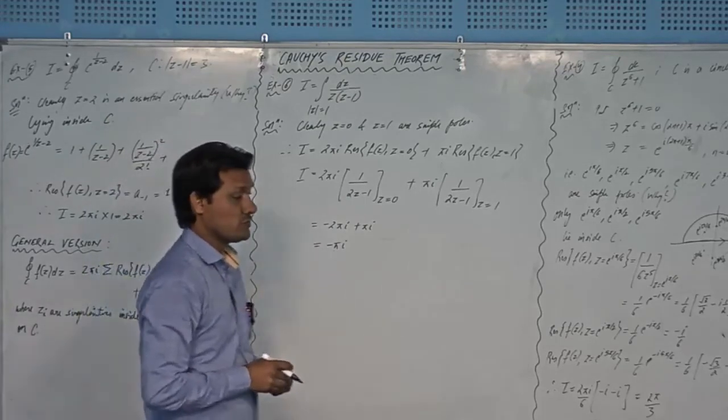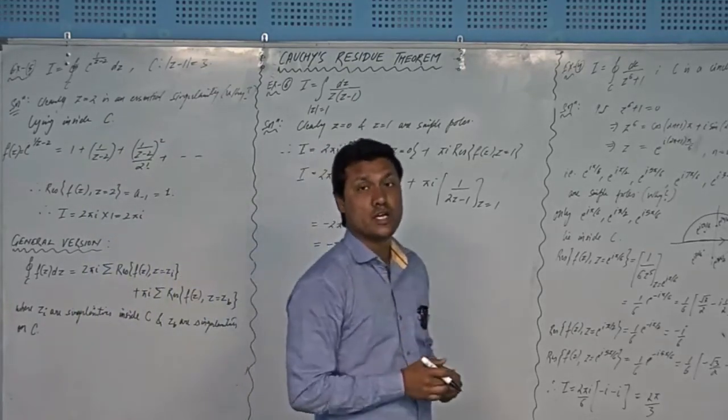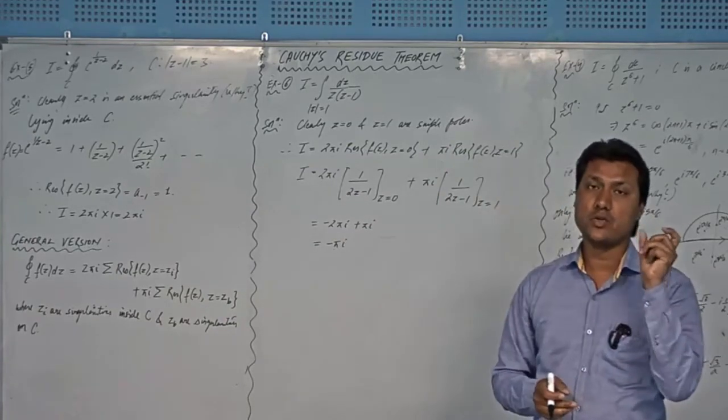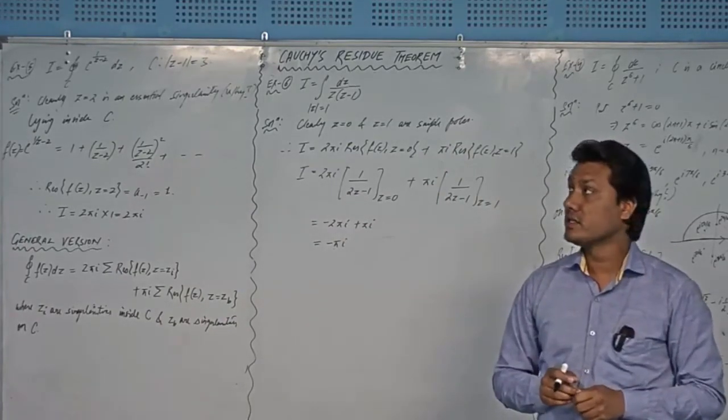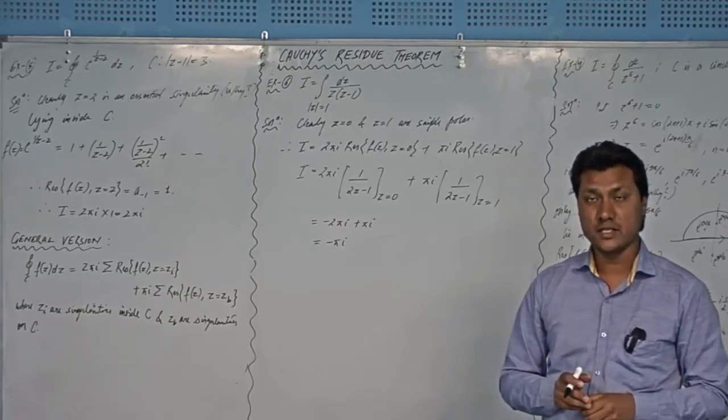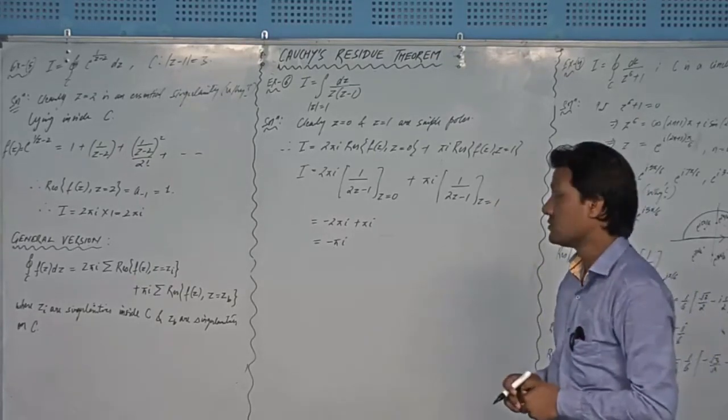So far in these questions, we have seen that the denominator part is giving the singularity. Sometimes there is a function f(z) such that the numerator part also gives a singularity. Suppose you have e to the power 1 by z in the numerator and z equal to 0 is a singularity, right? Then what will be your procedure?